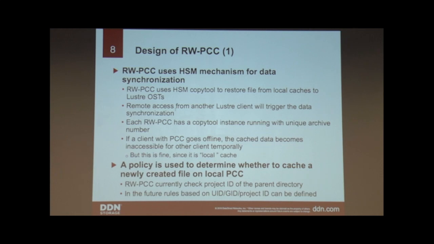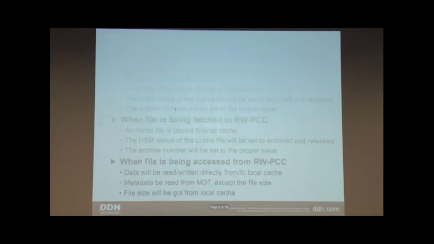And as soon as you restart that client and restart the copy tool, the data will be available for the other clients too. And also, we designed a policy to determine whether you want to put a newly created file in PCC or not. You can define several rules to match the files. For example, you can define a rule based on project ID or based on UID, GID, or a combination of those attributes. So whenever you create a file, the policy will determine automatically whether to cache that file or not.